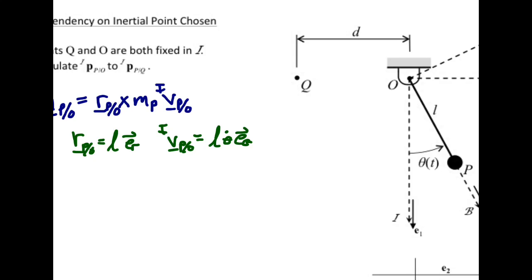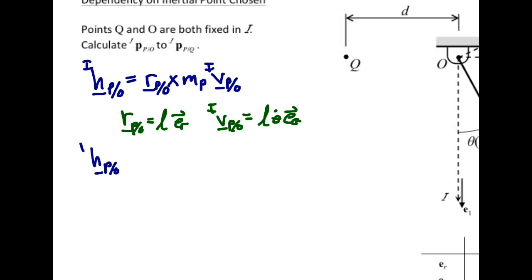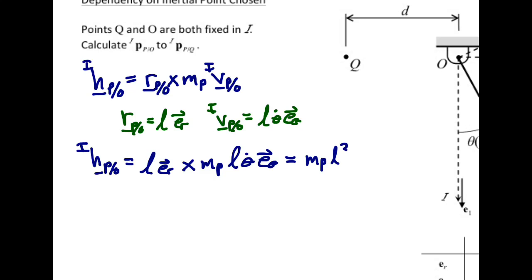And we've derived this many times. And so we get our velocity, and so plug this back in. So our angular momentum of point P relative to point O in the inertial reference frame is going to be our position, which is L in the ER direction, cross with the mass of point P times the velocity, L theta dot, in the E theta direction. And so what we get here is going to be the expression, the mass times L squared theta dot in the EZ direction.